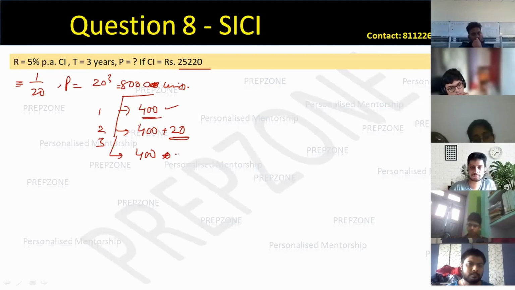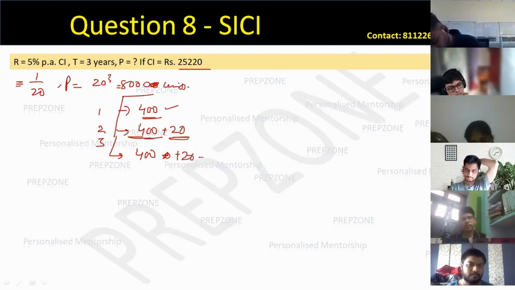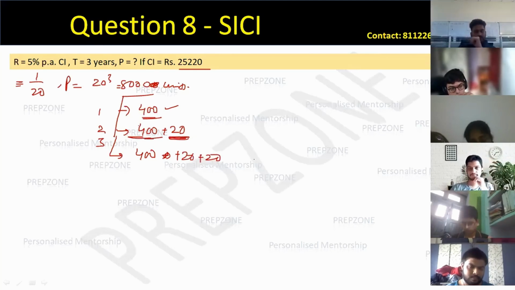Is 400 वाला 20, इसका this 400 का 20 plus this interest, that was the last year's interest, 20. 20 into 1 by 20 will be equals to 1. Is this clear? How am I writing? 400 plus 20 plus 20 plus 1.